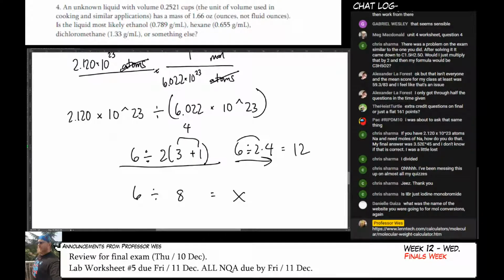You could also use Wolfram Alpha. That one you could just look up. Wolfram Alpha is a really good calculator. If you do not have a scientific calculator for this class, use Wolfram Alpha. It'll do all the calculations for you.